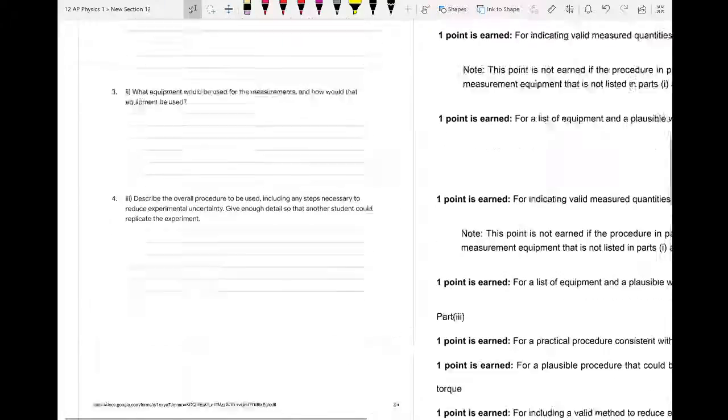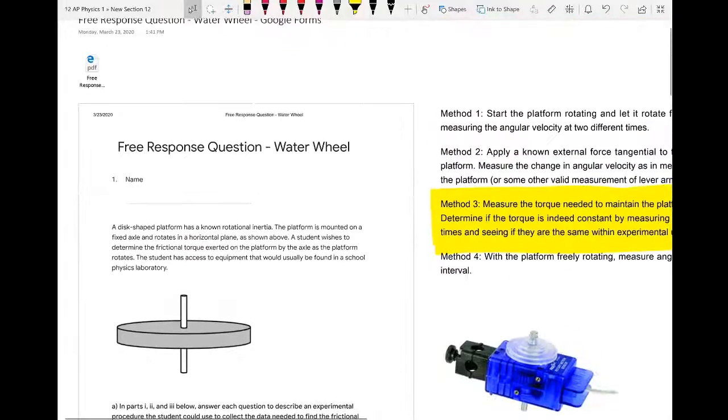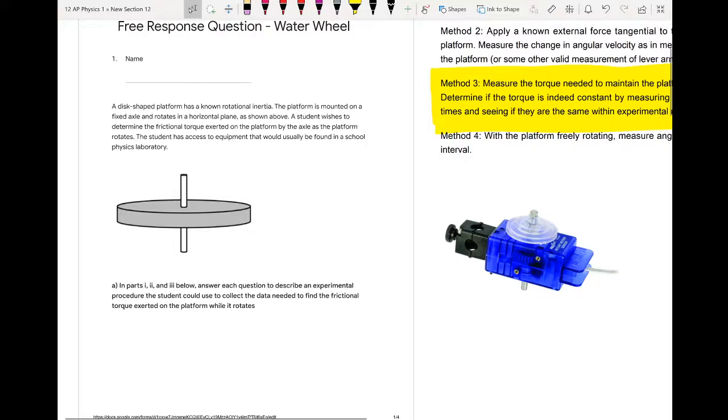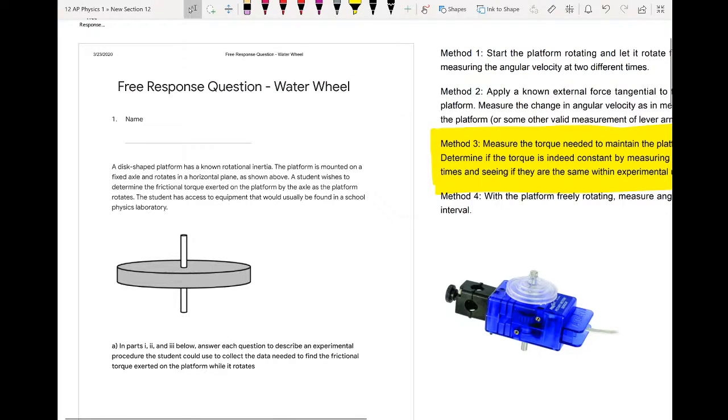So again, if you chose this method, check out what I said in method 2 about how we're going to measure the torque and how we're going to measure the angular velocity. The rest I just went over. So yeah, give that a go, and hopefully that was okay.